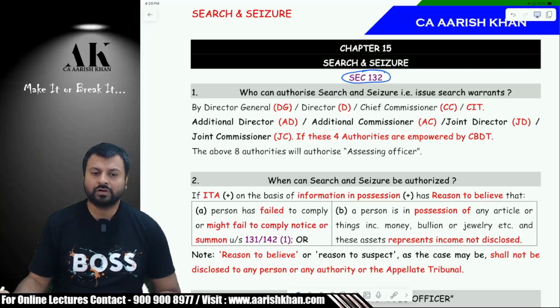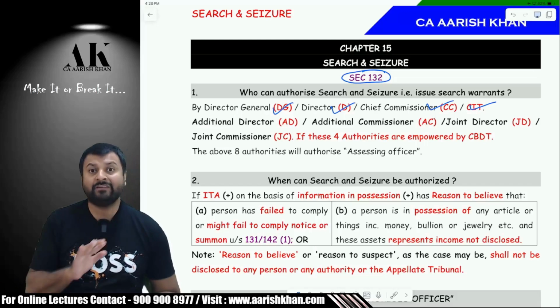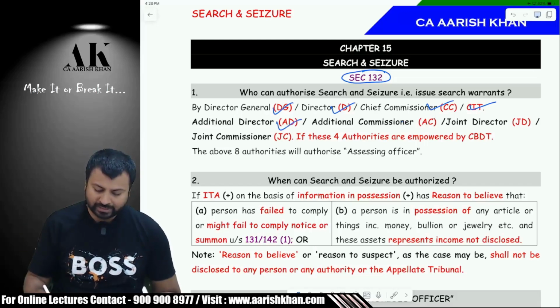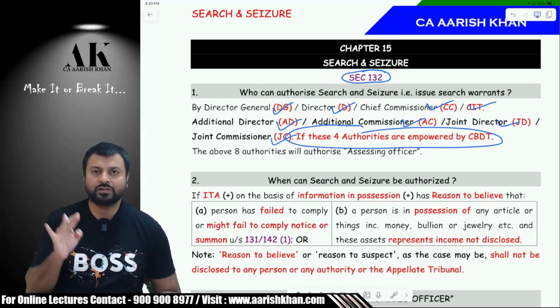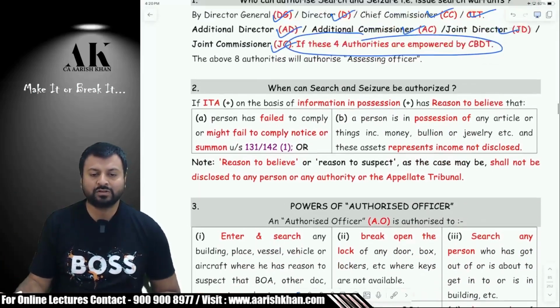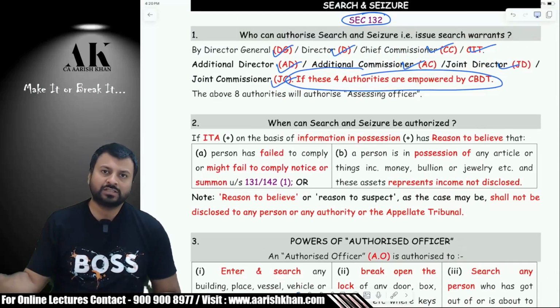So who are the 4 authorities who have absolute power? Director General, Director, Chief Commissioner, Commissioner have absolute power, and Additional Director, Additional Commissioner, Joint Director, Joint Commissioner, these 4 authorities have power if it is empowered by CBDT. So first 4 authorities have absolute power and the next 4 authorities will be empowered by CBDT, and then only they can issue the search and seizure warrant. Otherwise, they cannot issue the search and seizure warrant.